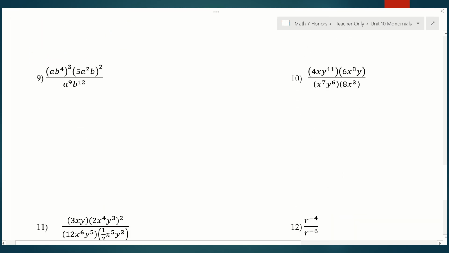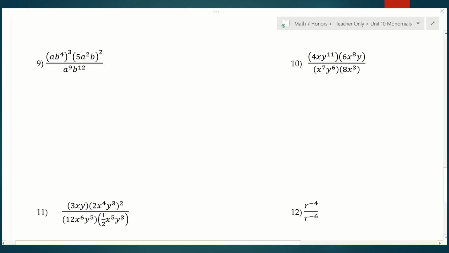All right, let's get some lengthier ones again. So number 9, we have quite a few things going on here. I would recommend taking care of those powers first. So ab to the 4th cubed, that's going to turn into a to the 3rd, b to the 12th. And then I'm going to square this 5a squared b. That would give me 25 a to the 4th, b squared. And then I'm just going to leave my denominator as it is.